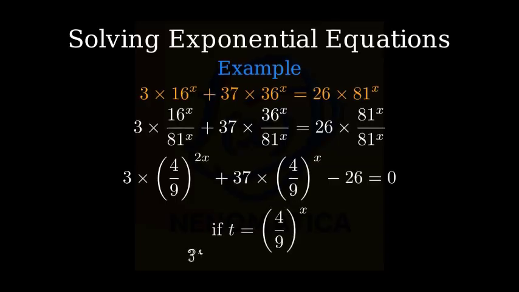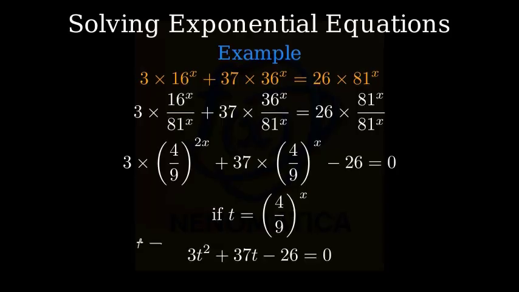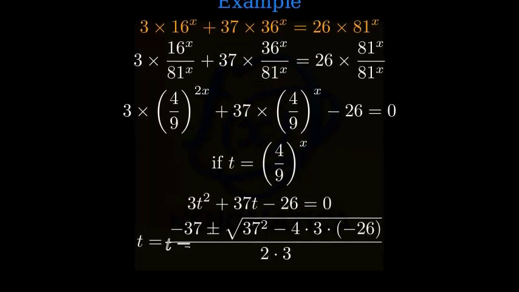If we let t equal the quantity 4/9 to the power of x, then t squared equals the quantity 4/9 to the power of 2x. This substitution gives us a quadratic equation in terms of t: 3t squared plus 37t minus 26 equals 0. Now we need to solve this quadratic equation for t.